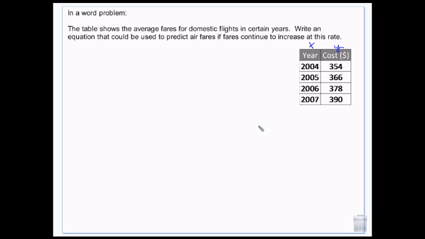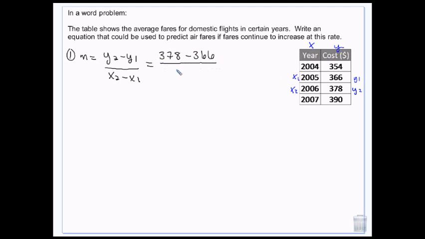So what two years do you want to use? Because they're small, or these two? Okay, so this will be X1, Y1, this will be X2, Y2. First I have to find the slope. So I have Y2 minus Y1 divided by X2 minus X1.